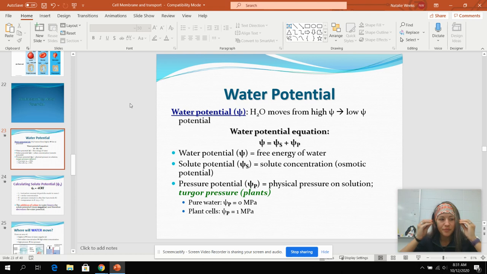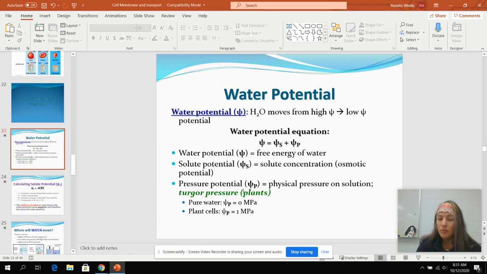Water concentration. If I have pure water versus salt water, which one has a higher water concentration? Pure water, okay? Always think about that. Pure water has higher potential than salt water. So when we look at this, we have water potential, which is just Poseidon or psi, and then we have solute potential, which is the osmotic potential of that thing, and the pressure potential.